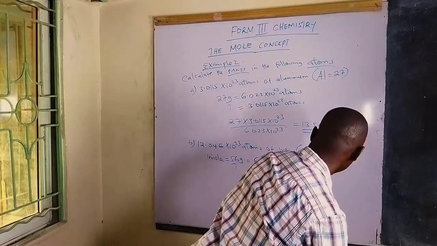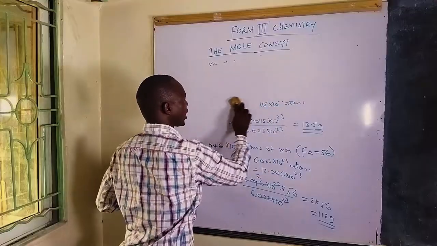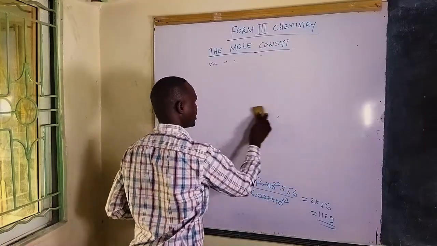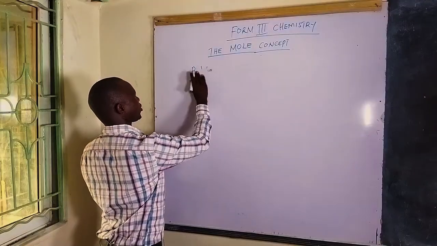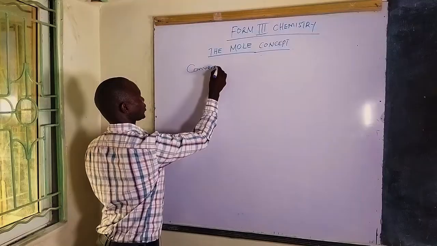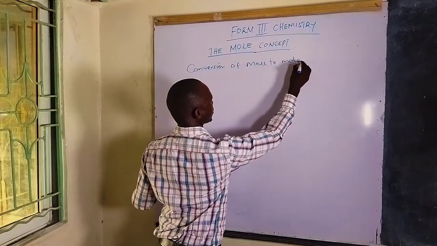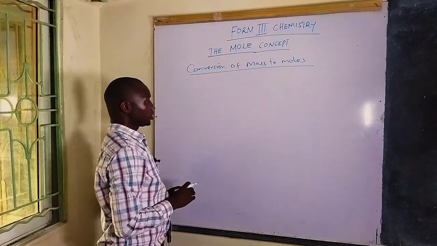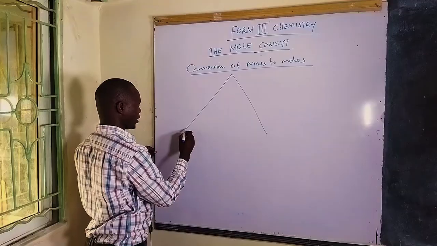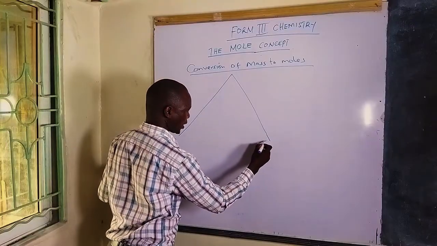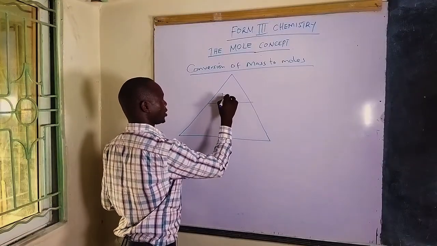Now, I want us to look at the relationship between the mole and mass, or how we can convert moles into mass, and so forth. Conversion of mass to moles, or even moles to mass. For us to understand it better, I want us to use this triangle here. This is our mass.